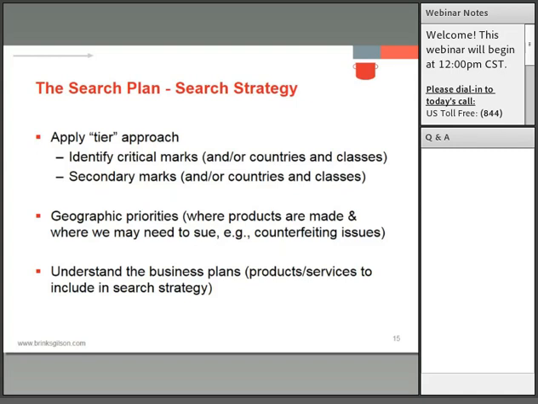But back to that tier one list, it was marketing driven, but maybe one of those countries is actually where the product is being produced. So that would mean that as a safety, as a defensive measure, we would probably want to register in the country of creation, as well as the countries that are really critical from a marketing standpoint.